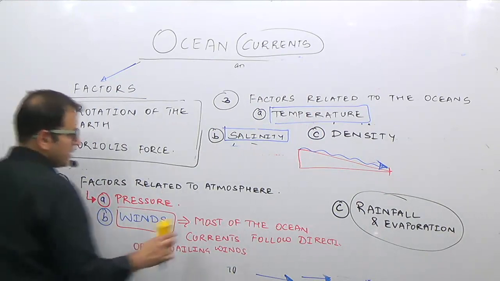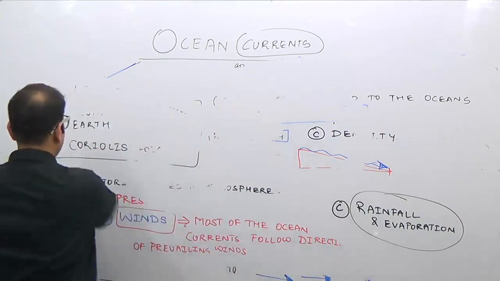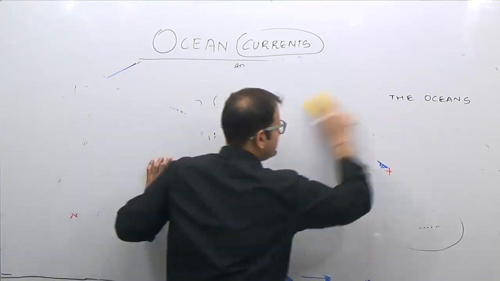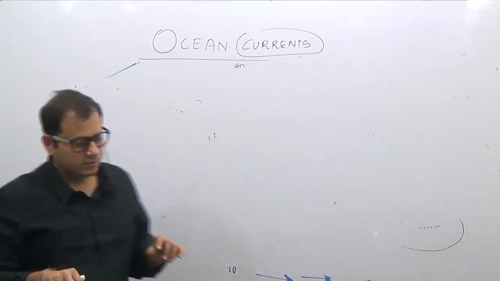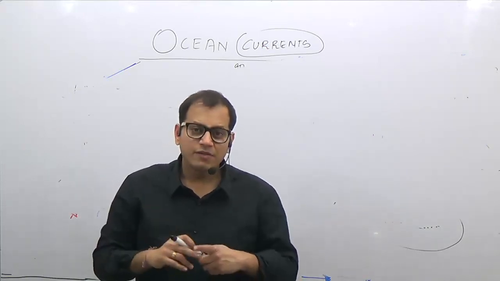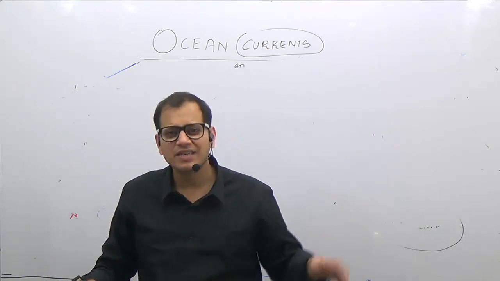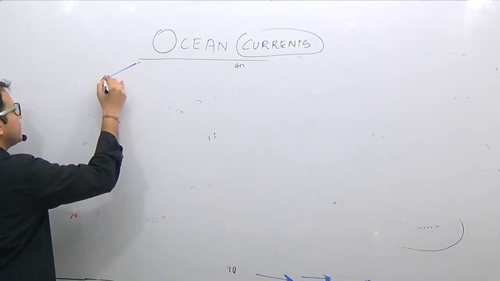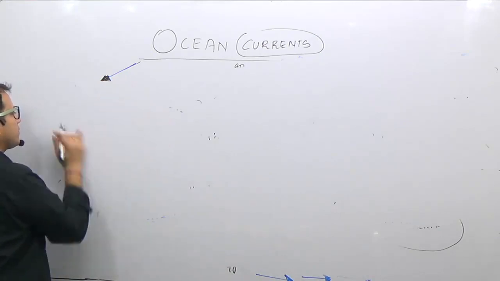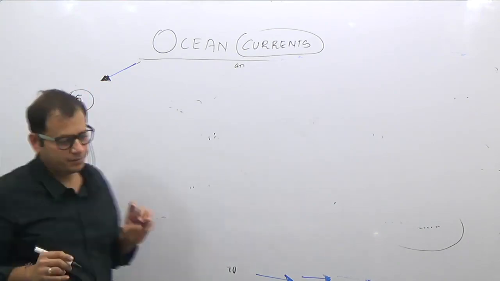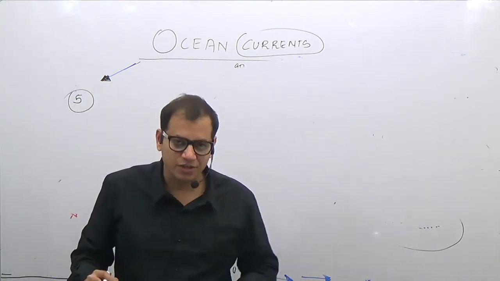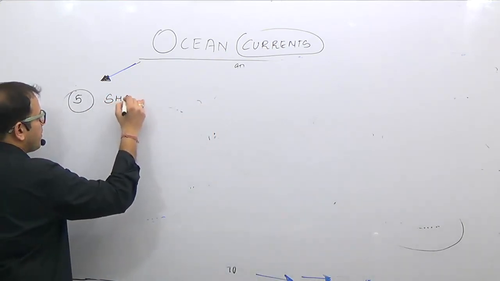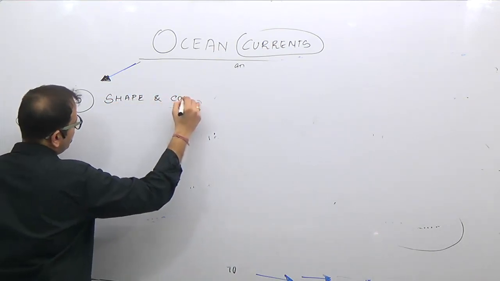Now the next factors are those which modify the ocean currents, that is, change the direction of ocean currents. These are the factors. The next factor is the direction, shape and configuration of the coast.